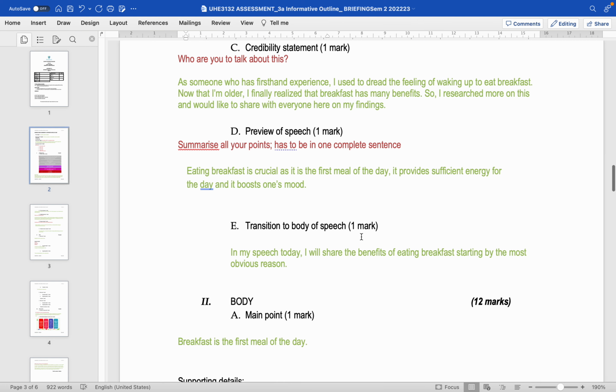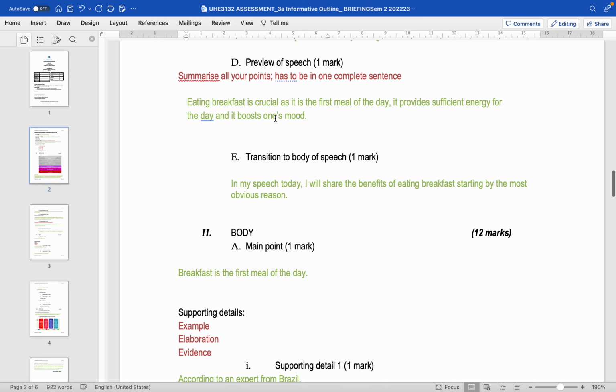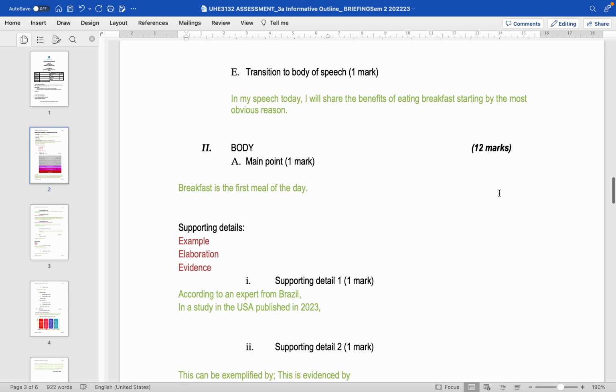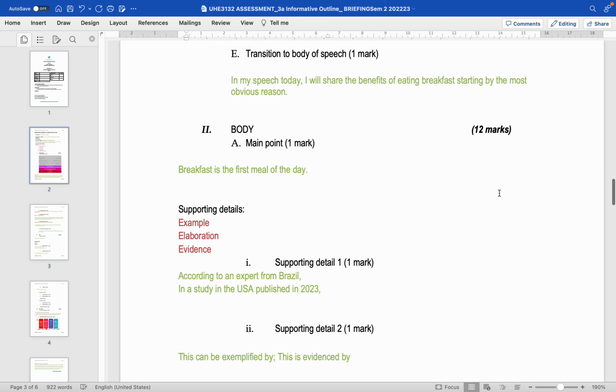Okay. Next, you have the transition to the body. So how would you start your speech? Start with your first point. So you can say, in my speech today, I will share the benefits of eating breakfast, starting with the most obvious reason why we all need to eat breakfast.